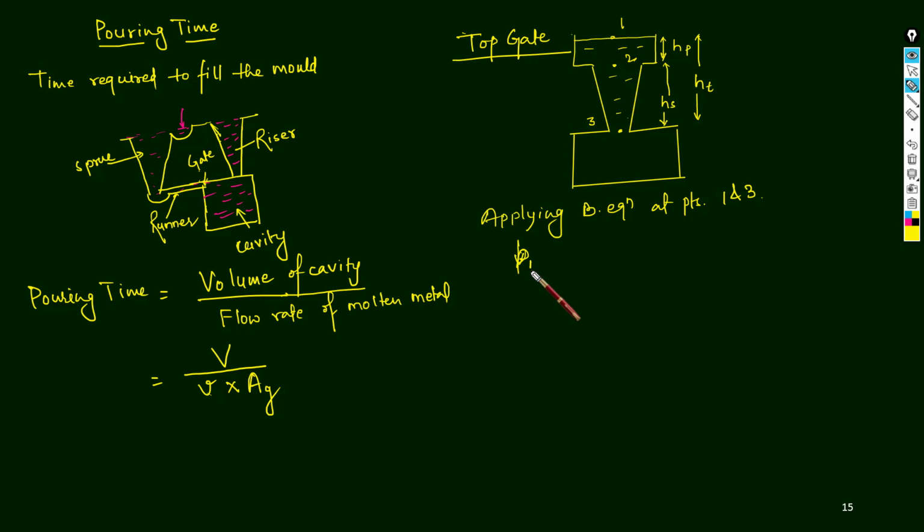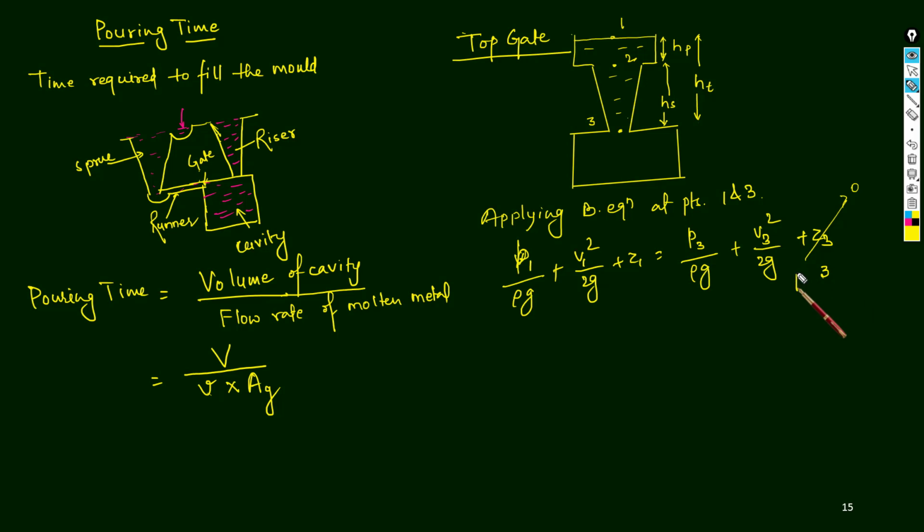That is P1 divided by rho g plus V1 square divided by 2g plus Z1 is equal to P3 divided by rho g plus V3 square by 2g plus Z3. If we take point 3 as datum, then Z3 will be 0.